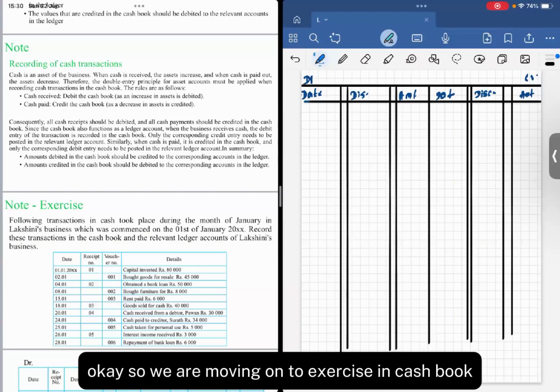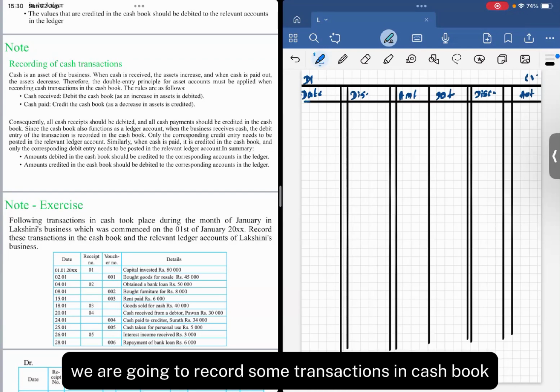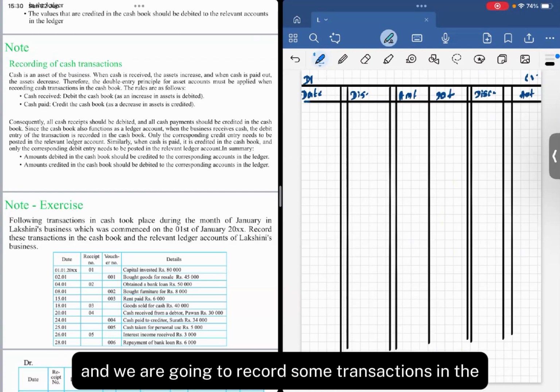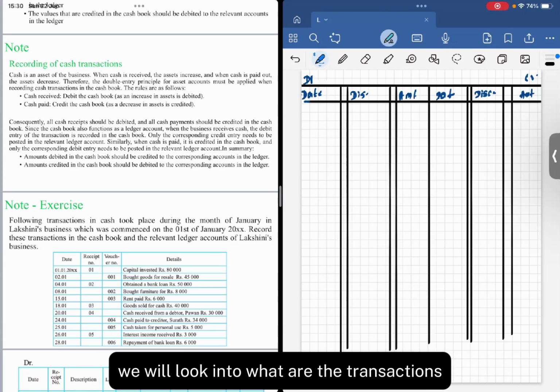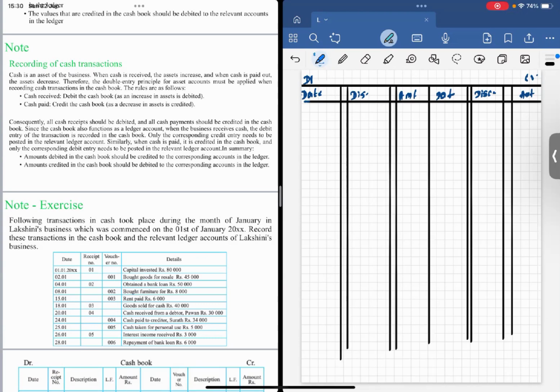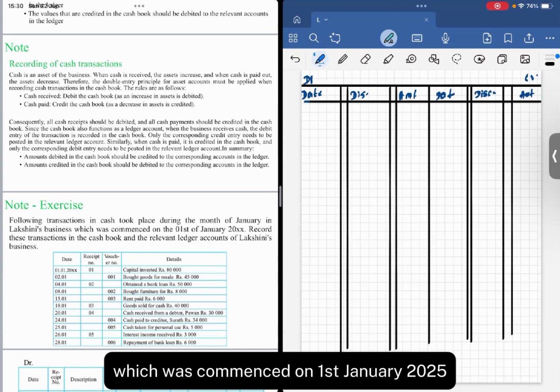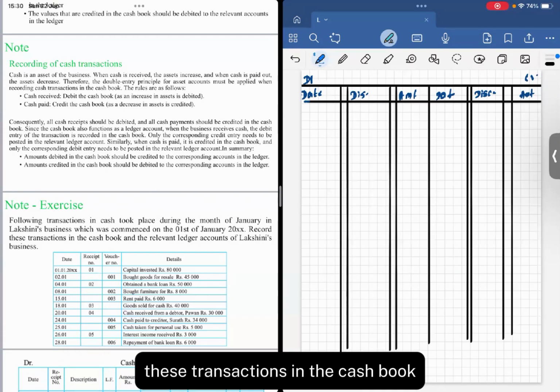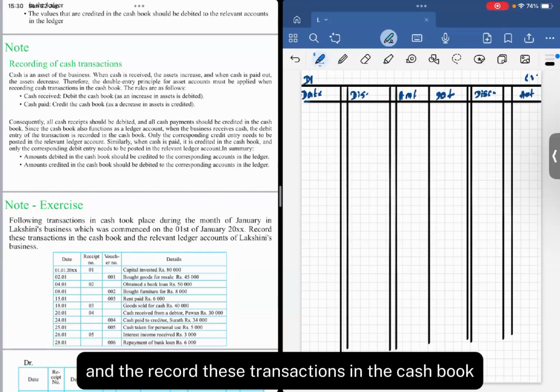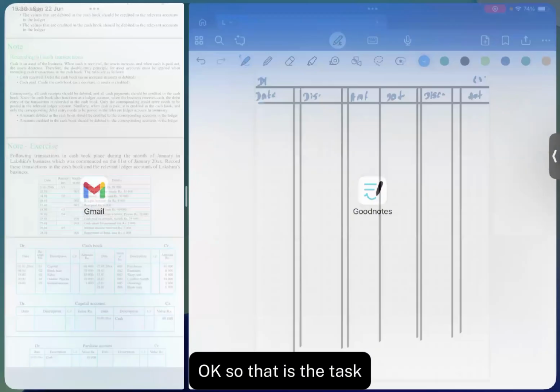Okay, so we are moving on to the exercise in Cashbook. We are going to record some transactions in the cash book and in the other ledger accounts. The following transactions in Cashbook took place during the month of January in Lakshini's business, which commenced on 1st January 2025. We have to record these transactions in the cash book and the relevant ledger accounts of Lakshini's business. So that is the task.